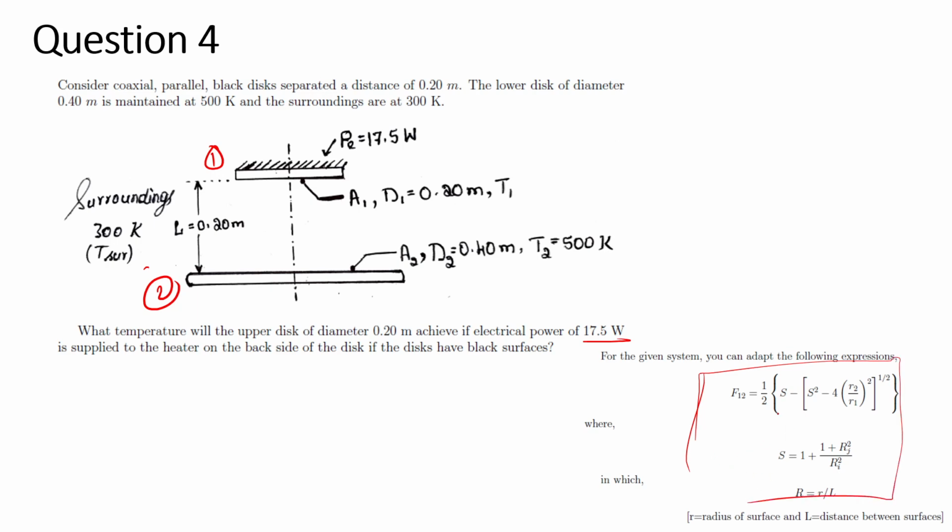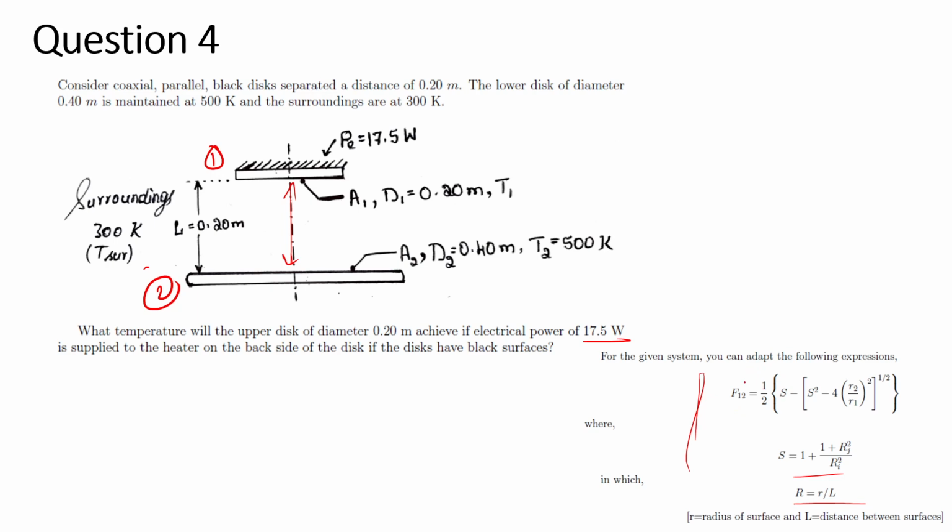That is F12 is equal to 1 by 2 into S minus the square root of S square minus 4 into (R2 by R1) whole square, whereby S is defined by this formula and R is the ratio of the radius of the object upon the length between both of these two surfaces. So using this formula, you can first calculate the value of the required view factor.